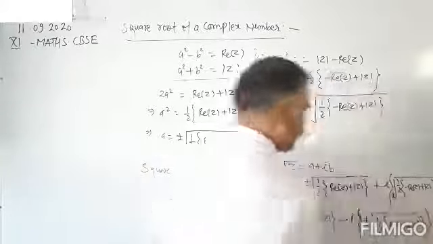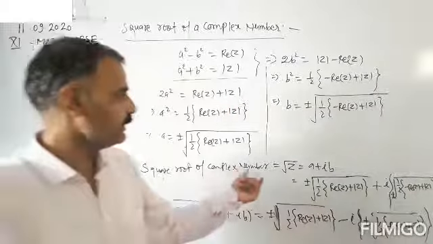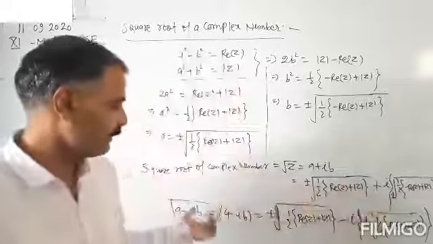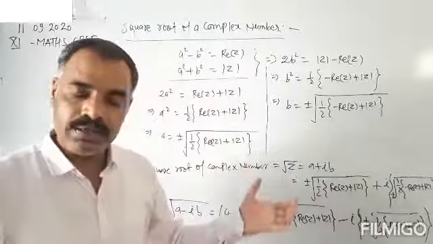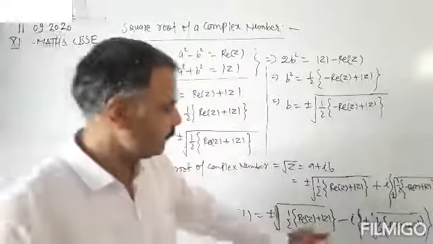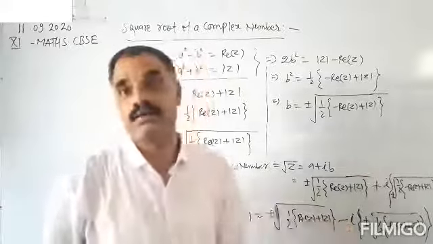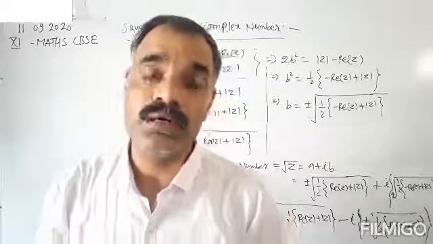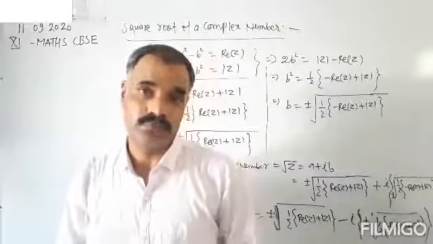Only when we are finding the square root of x plus iota y, we will have a plus sign here. If we are finding the square root of x minus iota y, we will have a minus sign here. Okay, so in this way we can find the square root of the given complex number.